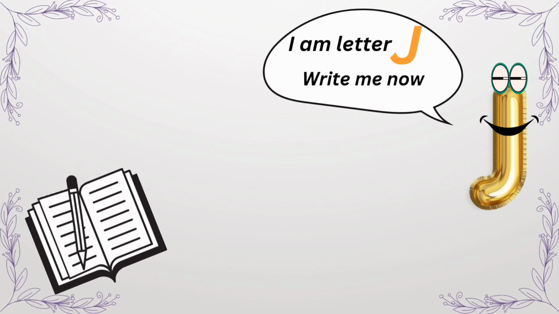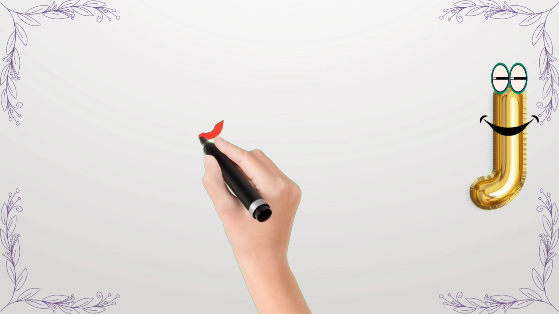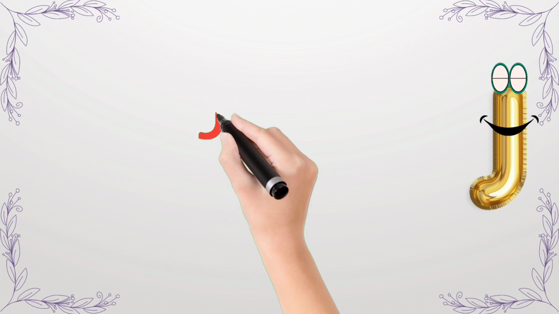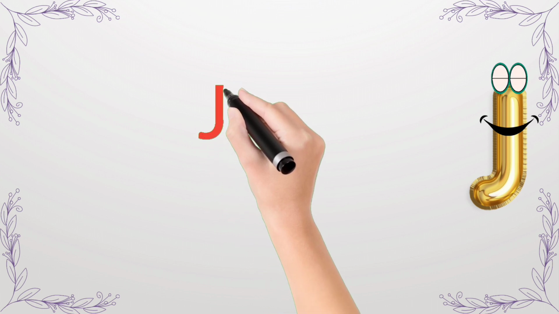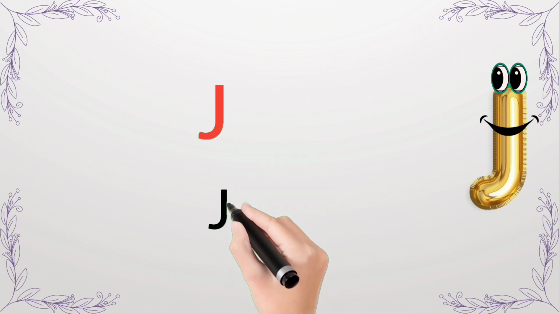I am letter J. Write me now. Straight line down, curve it like a hook at the bottom. Last, add a short line at the top. Say J 5 times and write J, J, J, J, J.